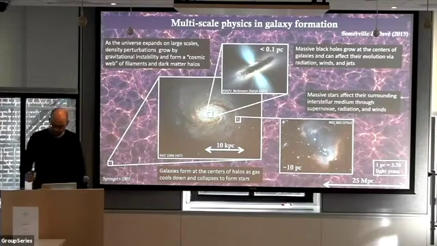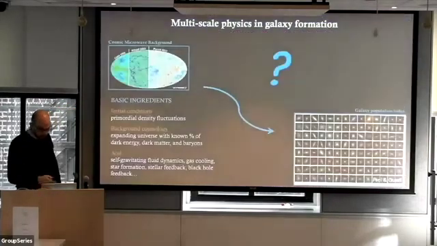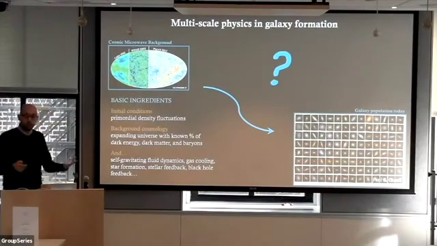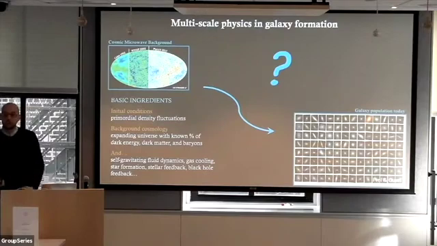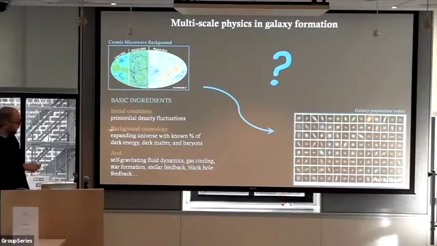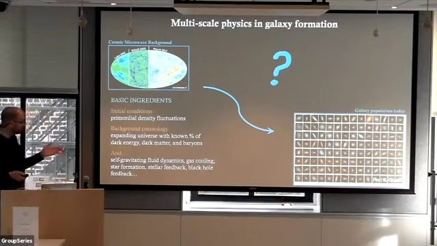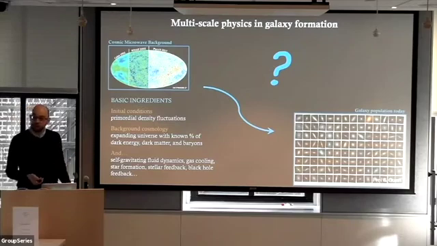So the basic ingredients to study galaxy formation are the initial conditions, which are these primordial density fluctuations, which are very well known from cosmic microwave background observations. And then in the context of galaxy evolution, we assume that the background cosmology is known, so we know how much dark energy there is, how much dark matter and baryons. And then there is a lot of physics that we have to add on top of this.